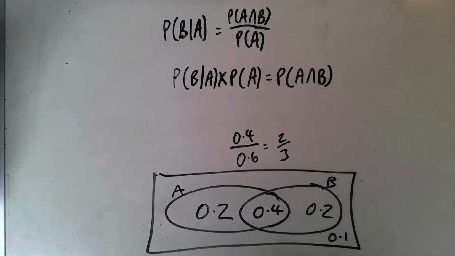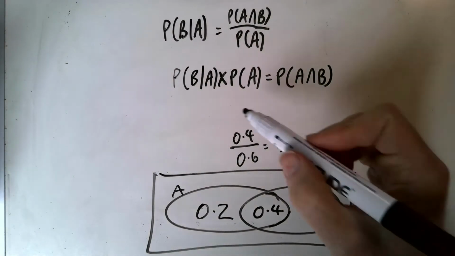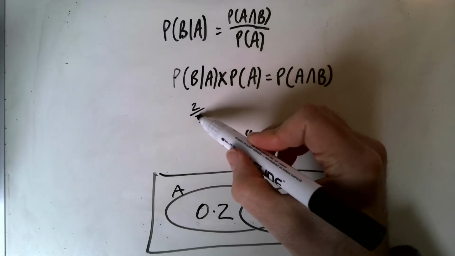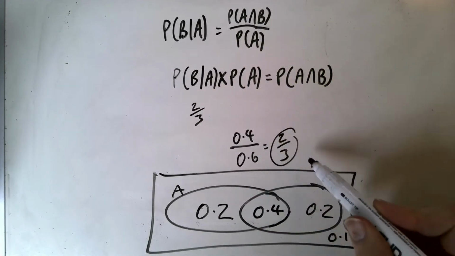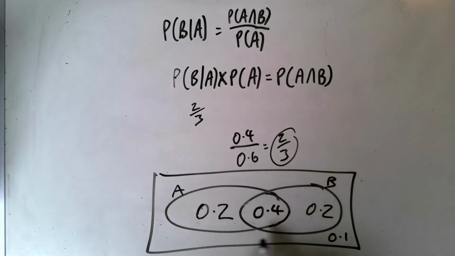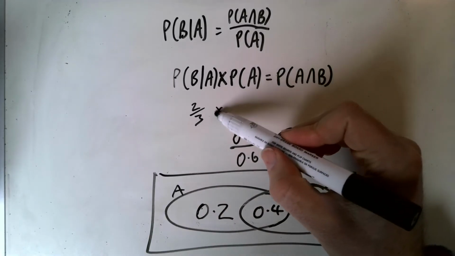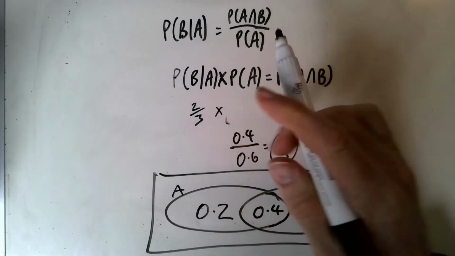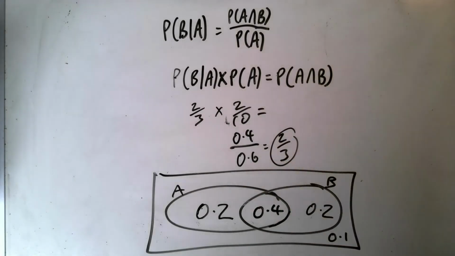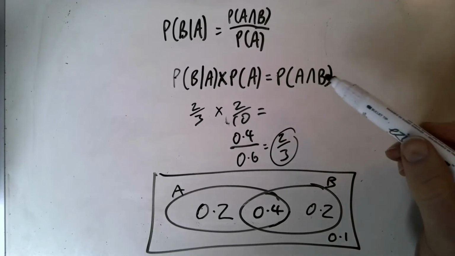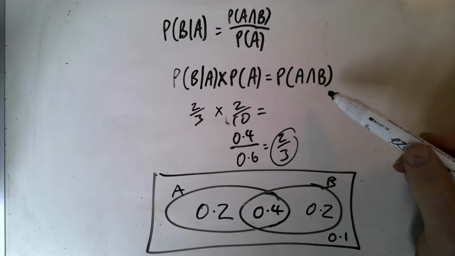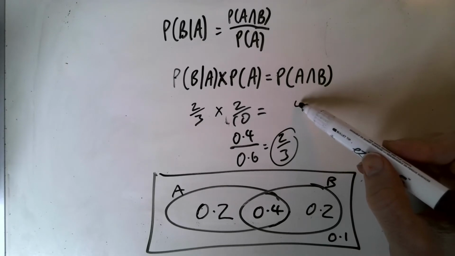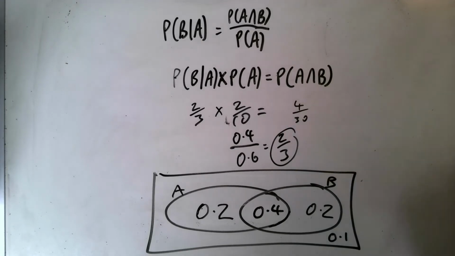So we worked out that 2/3, because that was the probability of B given A, wasn't it? That's what we just worked out, multiplied by the whole probability of A, which is 0.2 or 2/10, would give us the probability of A intersection B, which is giving me 4/30 there. So what have I done wrong?